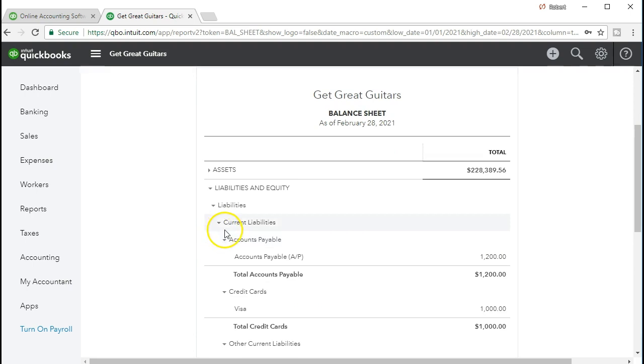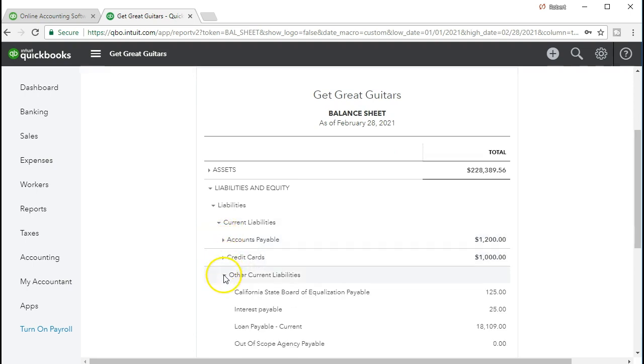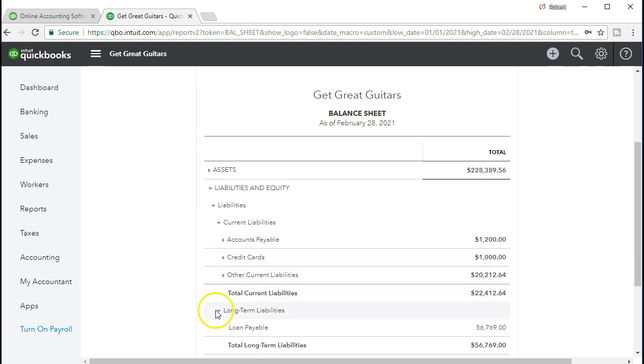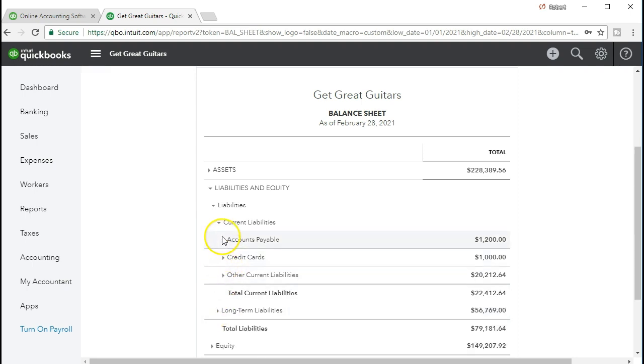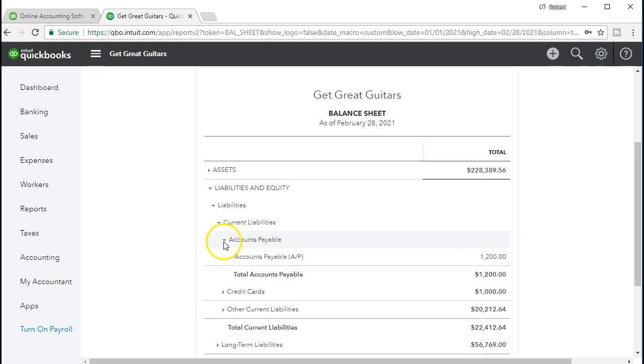We've got current liabilities. I'm going to make these smaller. And those include the accounts payable account. That's going to be stuff that we owe on the short term.